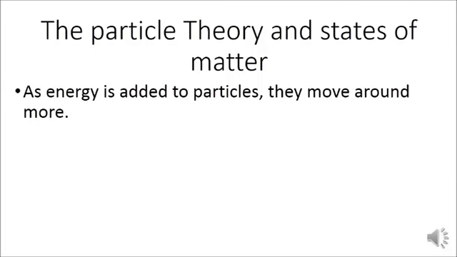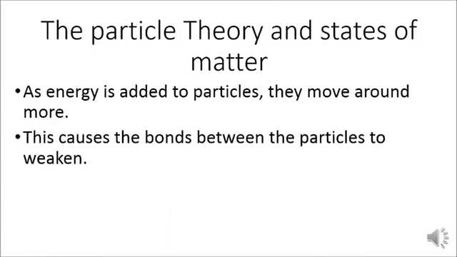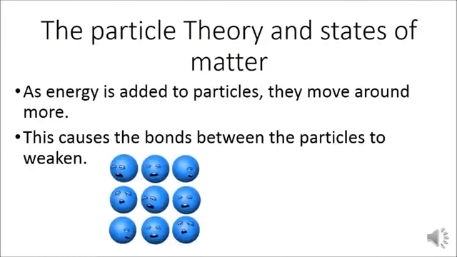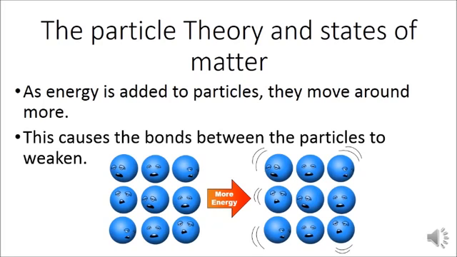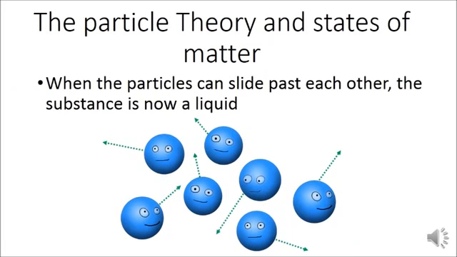As energy is added to particles, they move around more. This causes the bonds between the particles to weaken. So here we have some very low energy particles. This is a solid. Now, if this solid is at absolute zero, then it's not going to be moving around at all. But as we add a little bit of energy to it, a little bit of heat, those particles will start to jiggle around more. So it's still a solid. None of the particles are moving past each other, but they'll kind of shake in place.